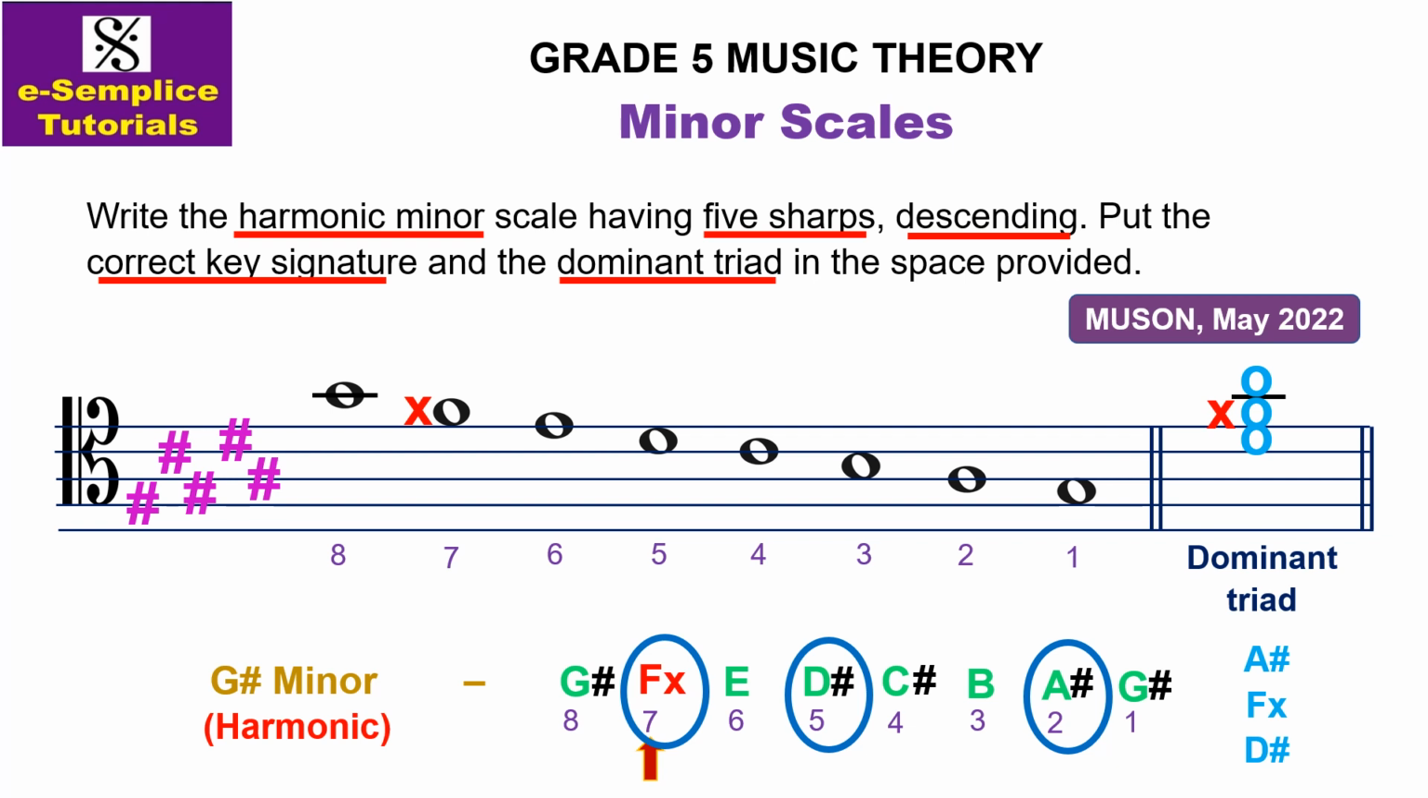With that, you can see you have fulfilled the highlighted conditions or requirements for this question. We've written a harmonic scale, and it has 5 sharps with the correct key signature, and it is descending, and we have fixed the dominant triad.